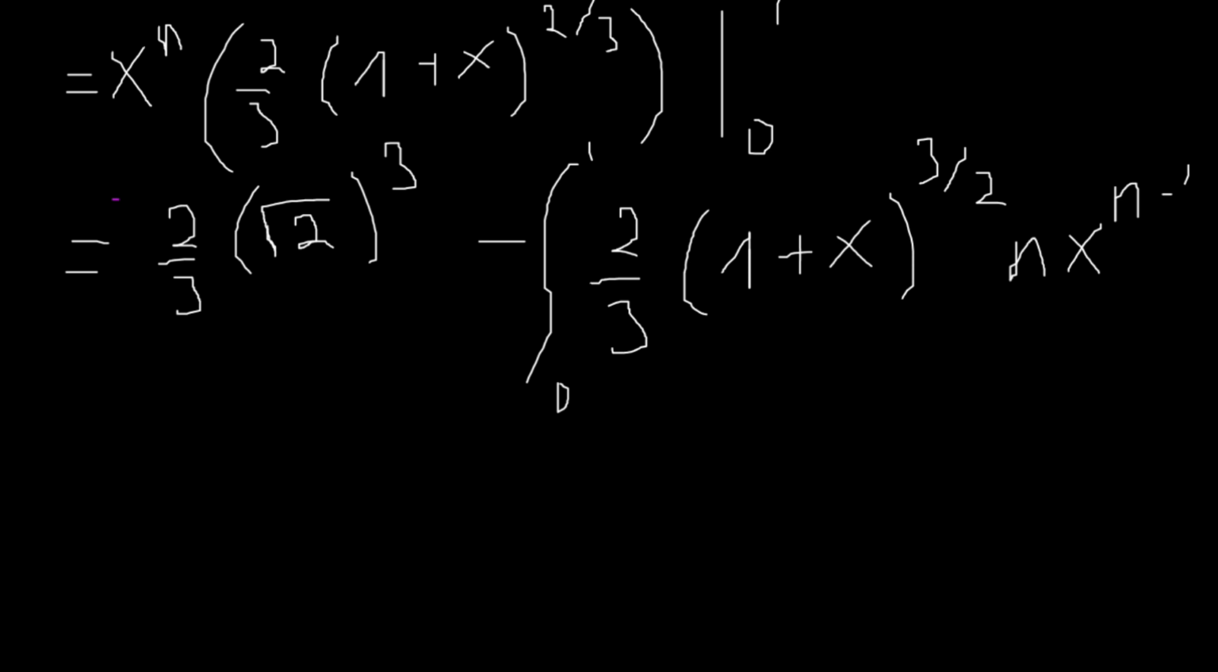You can just bring out this 2/3. Let's bring out this 2/3 and erase at this point. Bringing out 2/3, I'm having 2/3 here times the integral from 0 to 1.